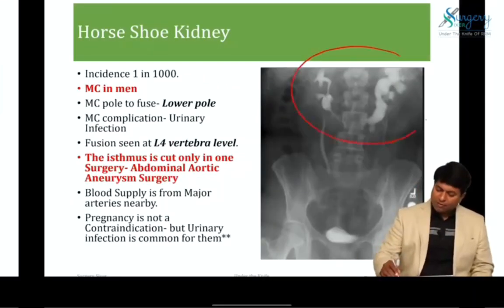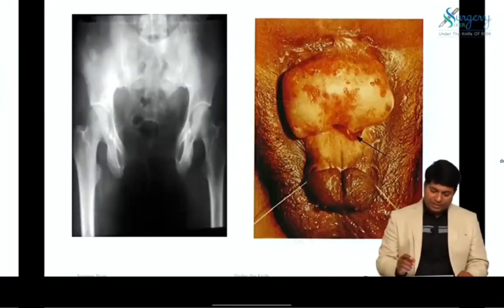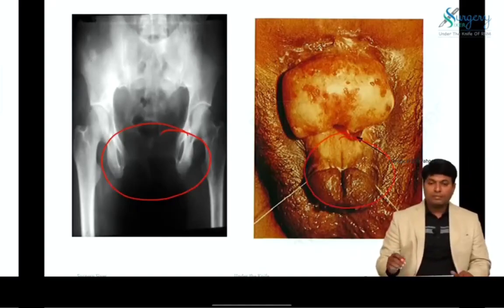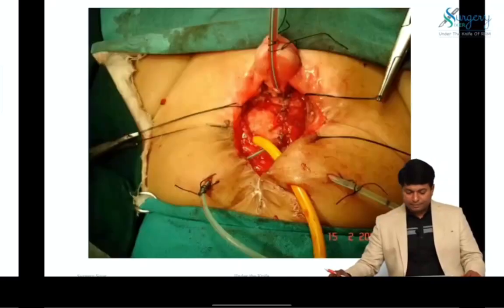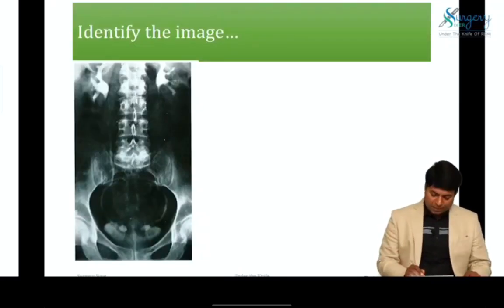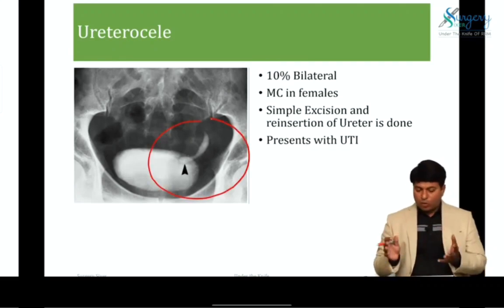You can see this flower vase appearance seen in horseshoe kidney, and it is at L4 level. They are fused with each other. You can see the classical split pelvis and epispadias. This is a reconstructed bladder in ectopia vesica. This picture shows the cobra head appearance seen in ureterocele.